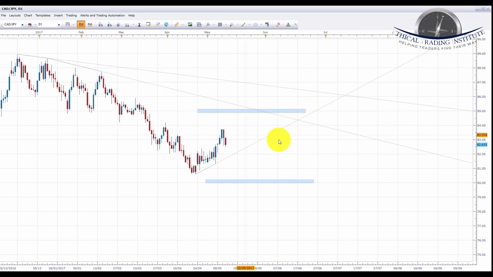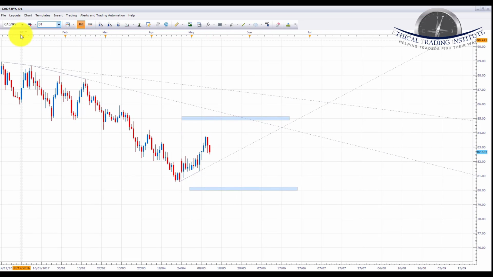So, however, just keep an eye out. If oil does start to sell off, this thing may get quite choppy, because if you have weak CAD and weak Japanese yen, this might just start going sideways. So maybe one to skip. We'll see how oil behaves next week.